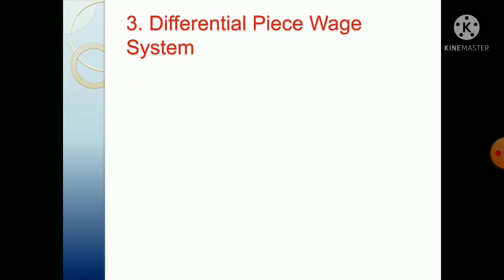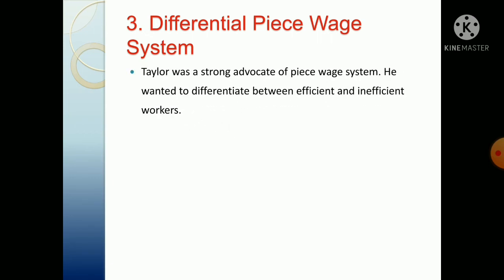Third one, that is differential piece-rate system. Taylor was a strong advocate of the piece-rate system, where he wanted to differentiate between efficient worker and inefficient worker. Efficient workers are those who do the work correctly and with the minimum cost. Inefficient workers are those who are not doing the work properly, their outcome is also low, and they are not doing the particular work with the minimum cost.